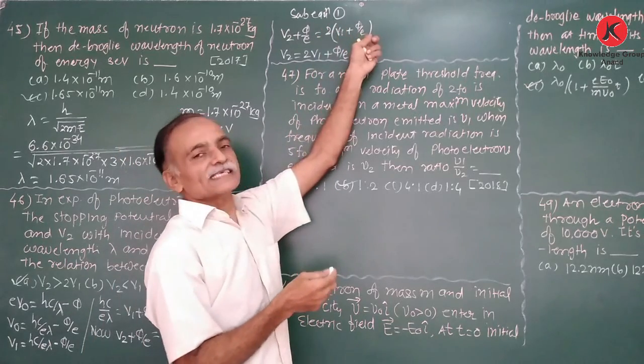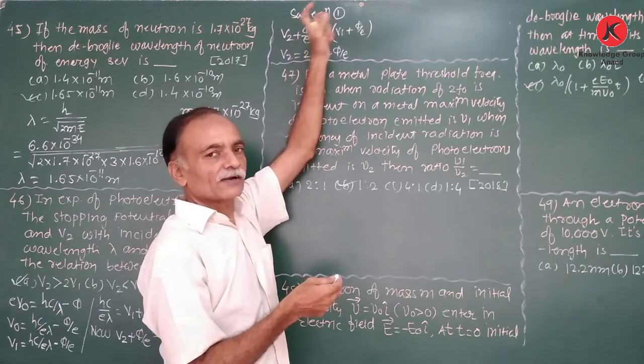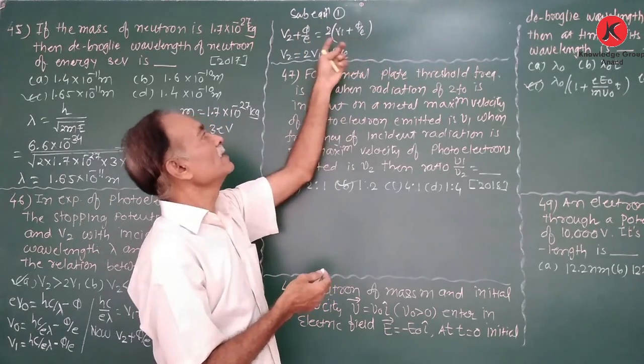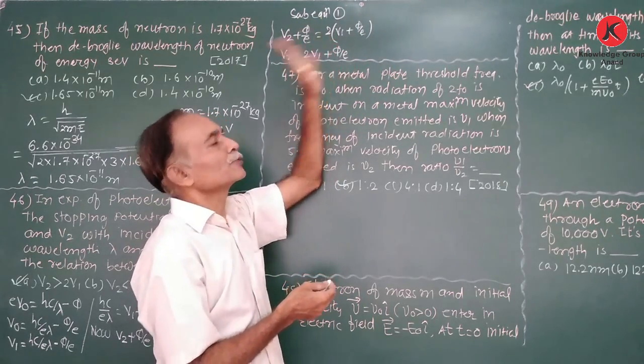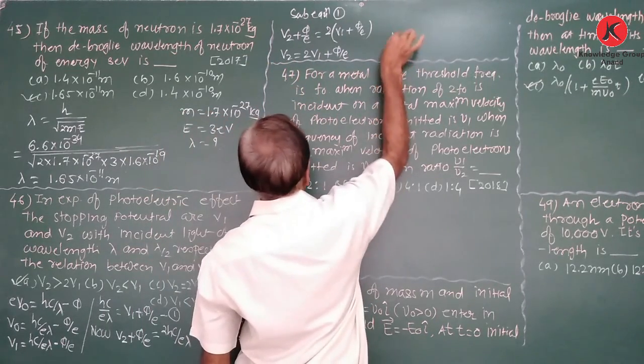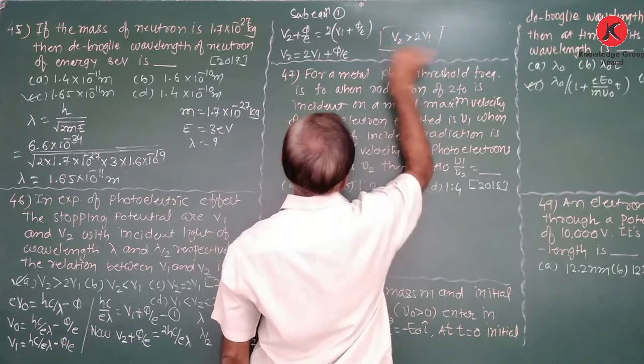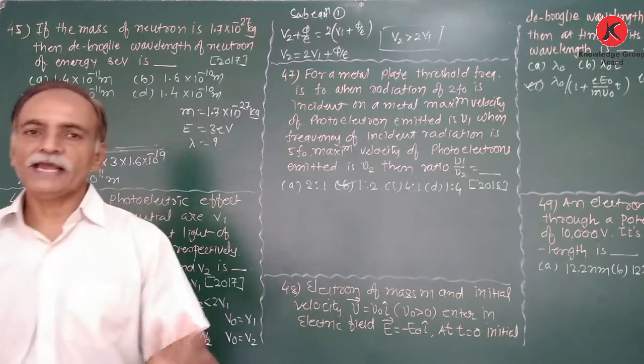Because on the right hand side there is 2 times phi upon E, and on the left 1 times phi upon E, taken to the right hand side it becomes negative. Therefore, V2 is equal to 2V1 plus phi upon E. Therefore, V2 is greater than 2V1. There is our answer, the relation between V1 and V2.